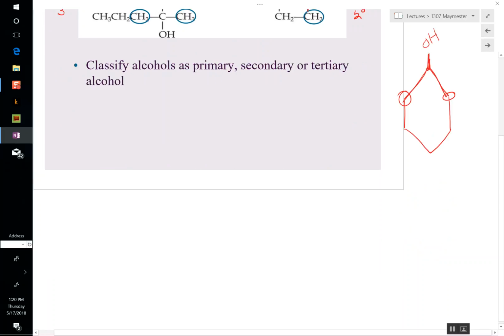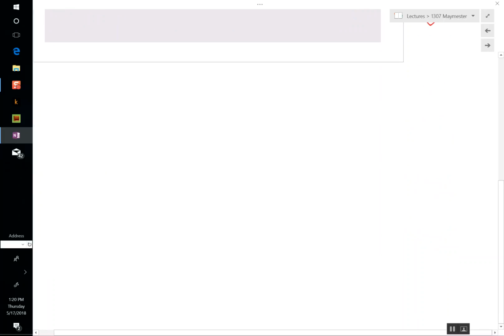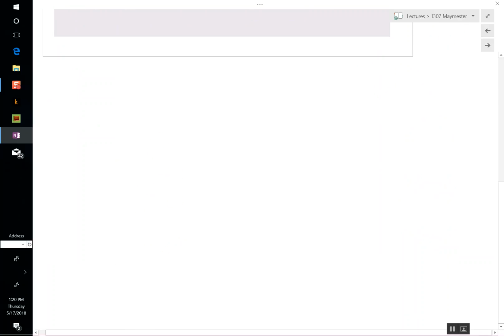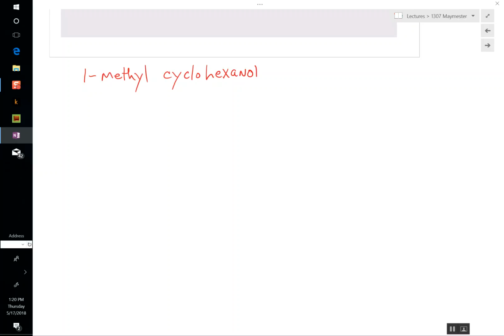Oh, we tricked you. Well, let me trick you right now. Let me trick you when it doesn't count. All right, so let's draw and then determine what kind of alcohol. So draw 1-methylcyclohexanol. Draw that molecule and then tell me what class of alcohol it belongs to. This is a hard one.